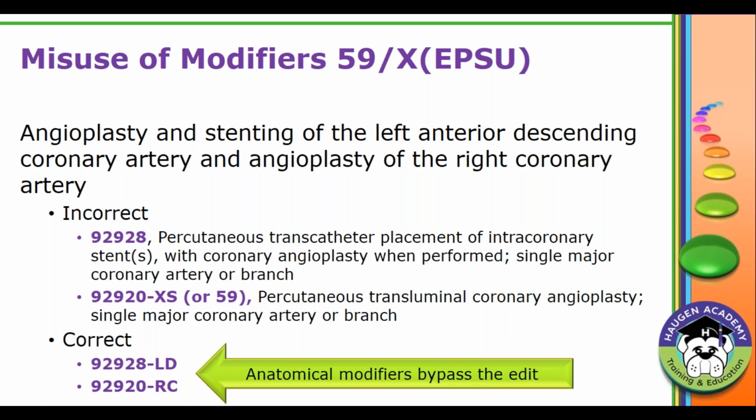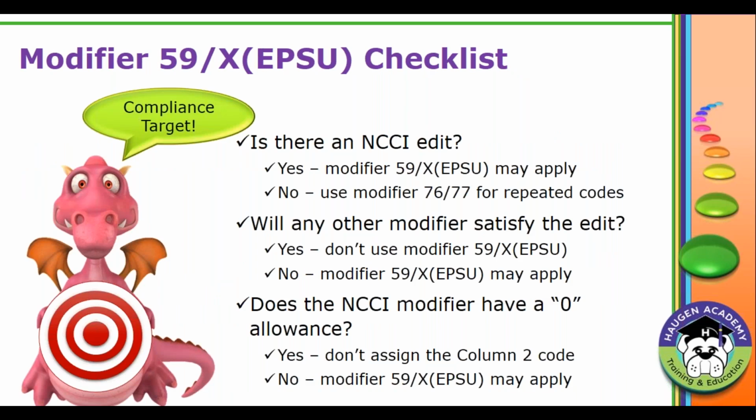So remember, modifier of last resort. You should be asking lots of questions before you put a modifier 59 or X modifier on the claim. It is a compliance target. If all the government has to do is run all their claims data and see how many times you reported modifier 59, and if they think it's too high, then they have a reason to come investigate you.